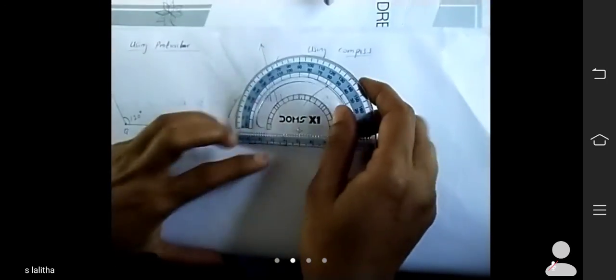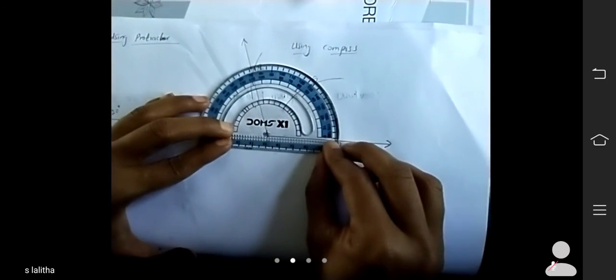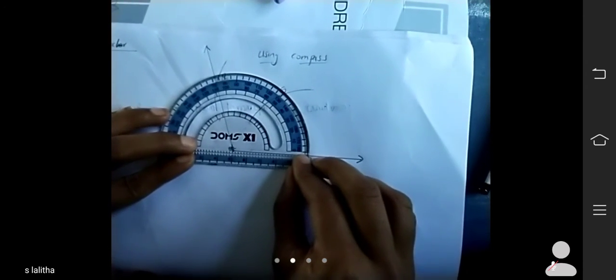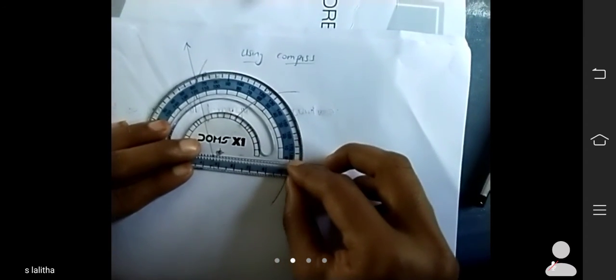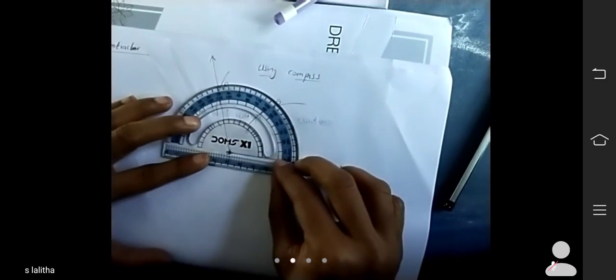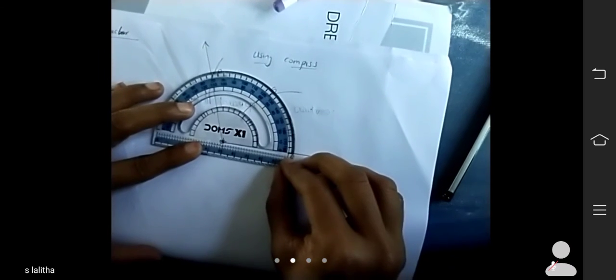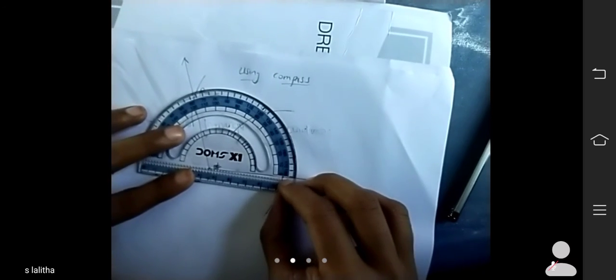Now take the protractor, check whether it is 120 degrees or not. You have to check it. Okay, see here. Keep it on Q. See here, 120 degrees will come now. See here, 120 degrees will come. So you have to draw it.